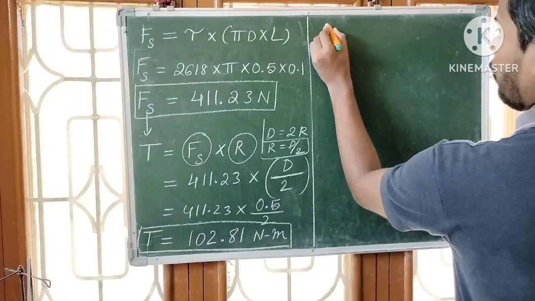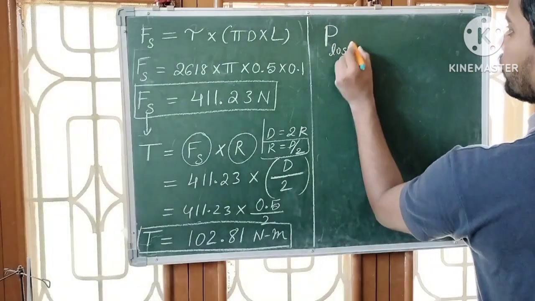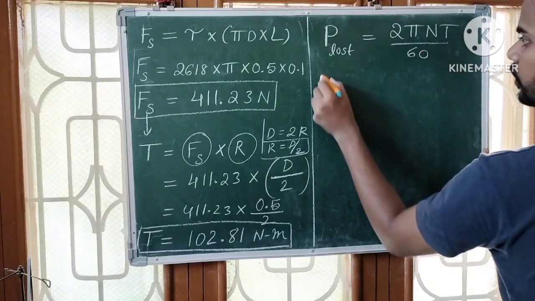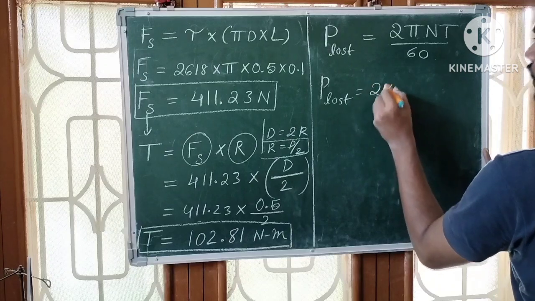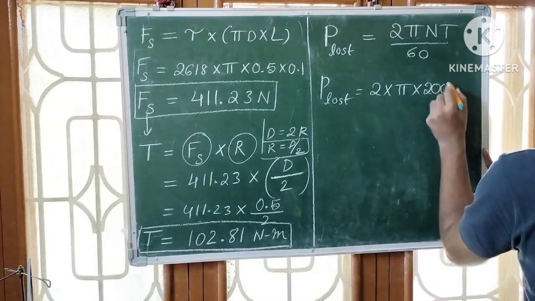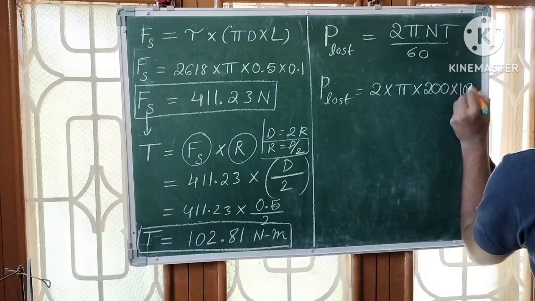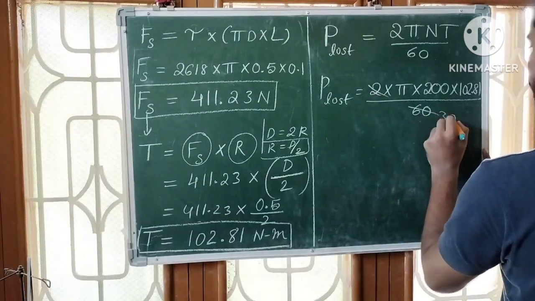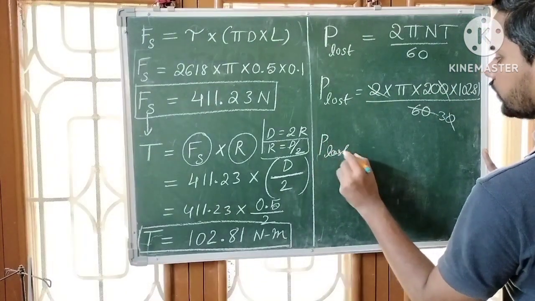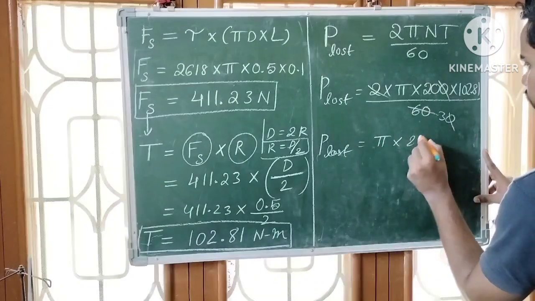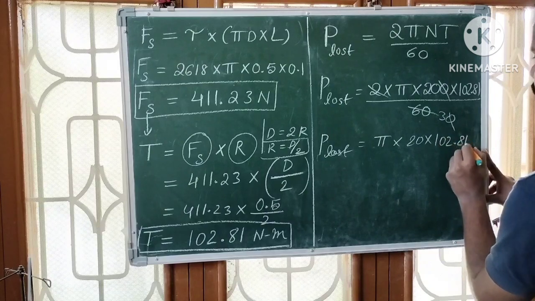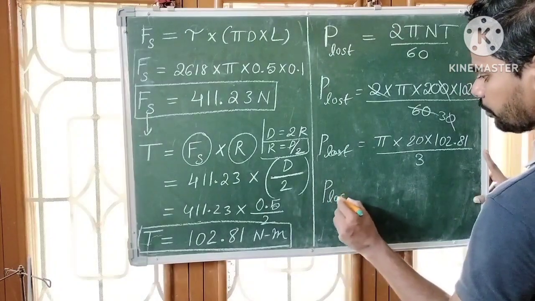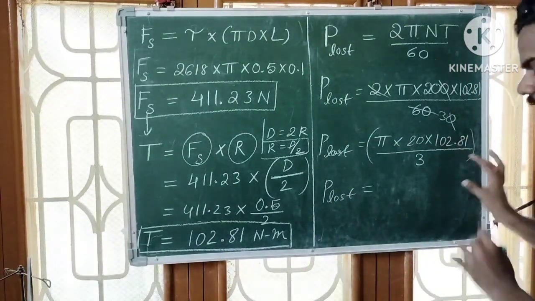So next, power lost. At last we can find the power lost. Power lost in the oil is equal to 2 pi N T by 60 formula. Now power lost is equal to 2 into pi into speed of shaft 200 rpm into torque 102.81 Newton meter, by 60. So the 2 ones, 2 thirties, and the zeros get cancelled. So power lost is equal to pi into 20 into 102.81 by 3. Now calculate this value using a scientific calculator.